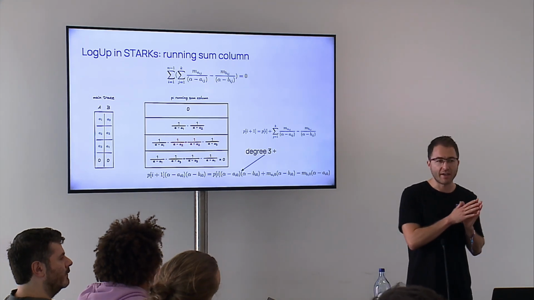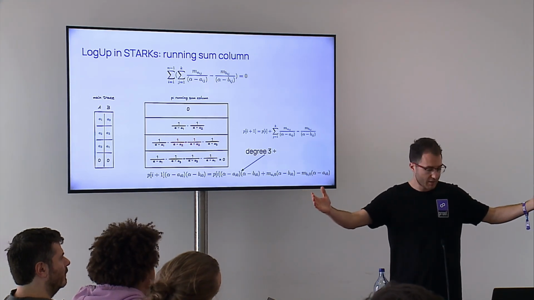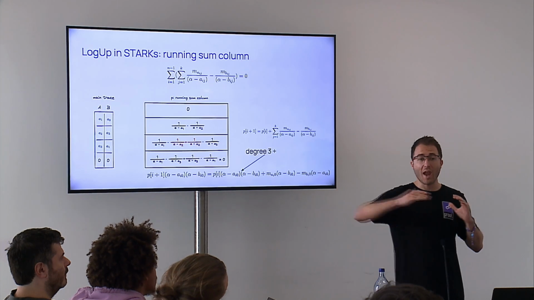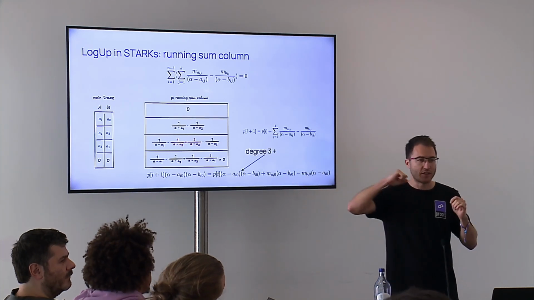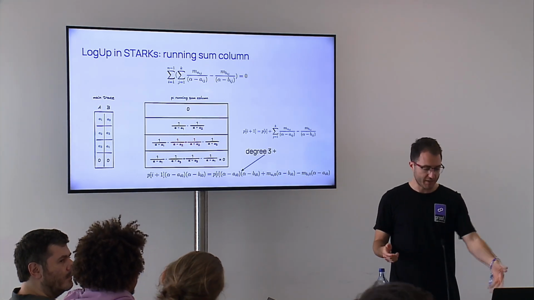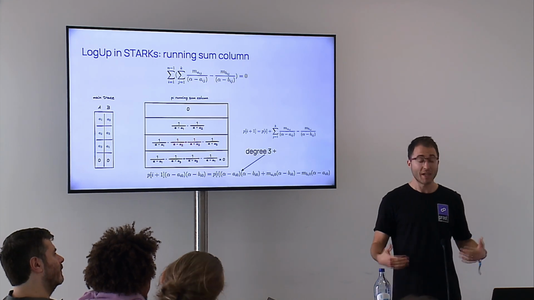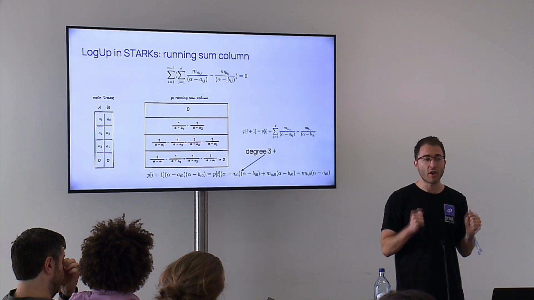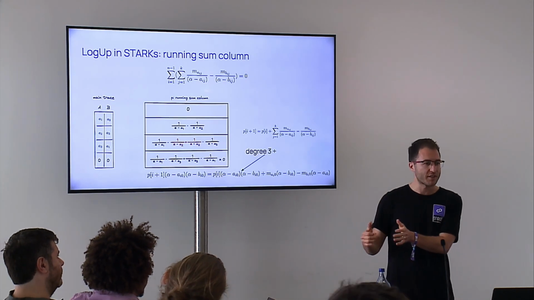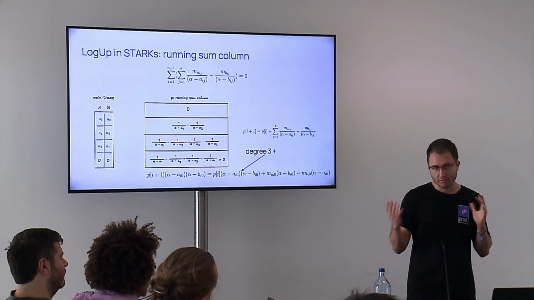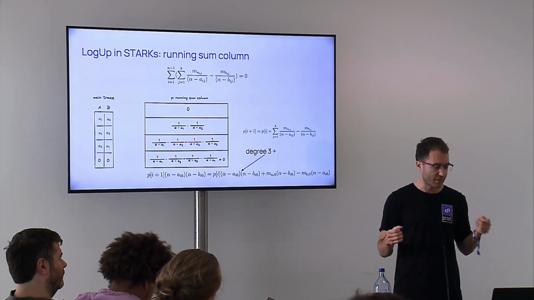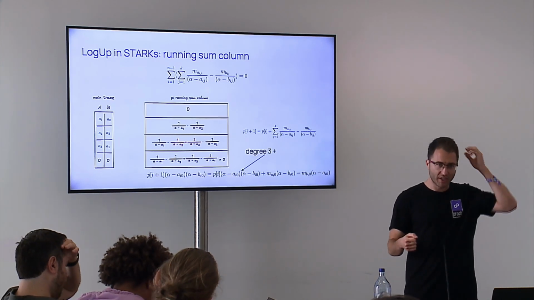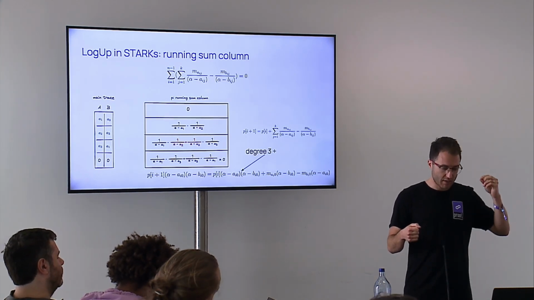How many fractions do you have in your bus or in your multi-set check? If every row can add 1,000 elements, you're going to need way more columns just to fit these intermediary values. That's going to be a lot of work for the prover. If you can get rid of all that work and put it in GKR instead, it might be good. So just another consideration is how many things are you putting in that bus?